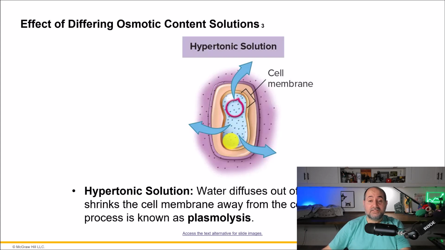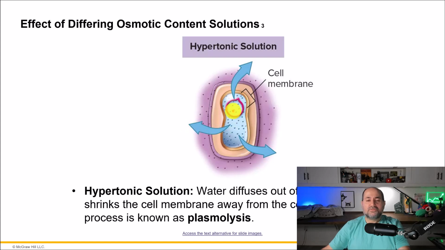Conversely, if I place a cell that has a cell wall into a hypertonic solution, this means a high solute concentration solution. So imagine if I place an algae cell into super salty water or super sugary water. That would be a hypertonic environment, a very solute rich environment, either sugar or salt or some other solute. In this case, remember, the solute doesn't move. Water will flow out of the cell because water will be more pure inside of the cell than outside of the cell. This means that water will diffuse out of the cell.